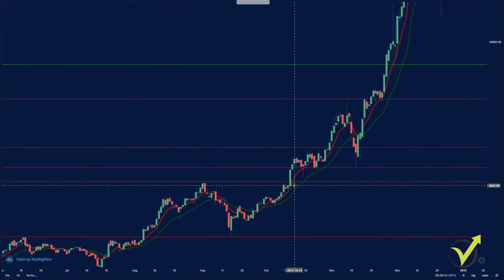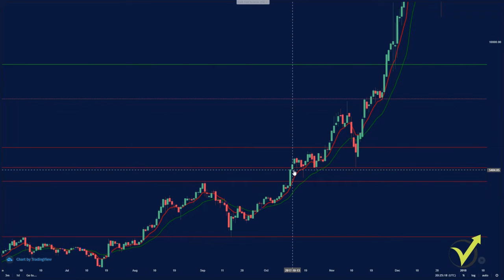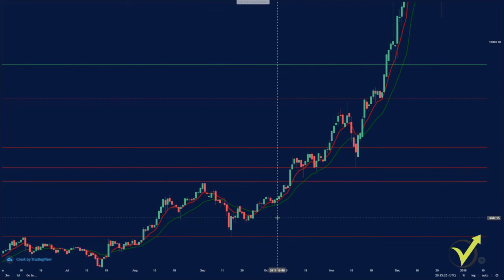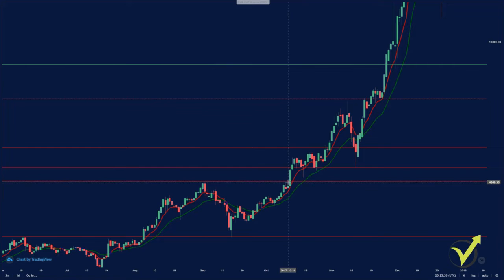You can see from about 4,800 till 5,400, okay, like $600 at this moment is a huge move, and it broke this level.